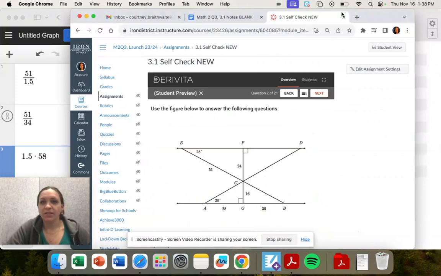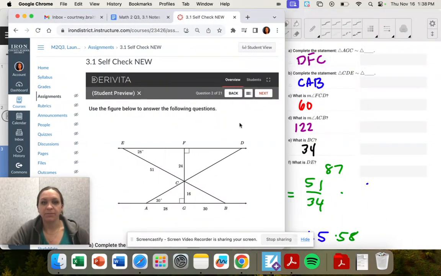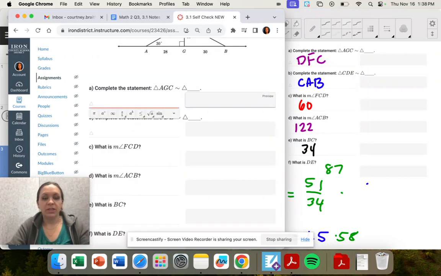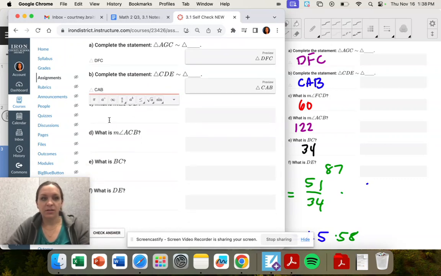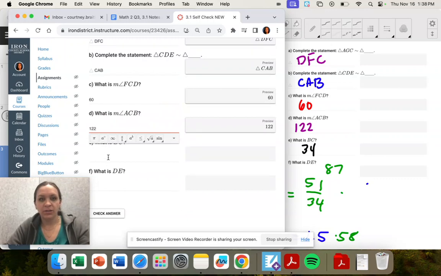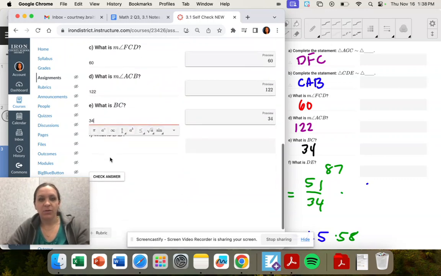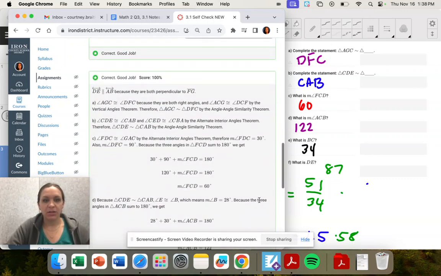All right, so let's type all that in there now. Make sure we got it right. So D F C, C A B, 60, 122, 34, 87. Yay, got them all right.